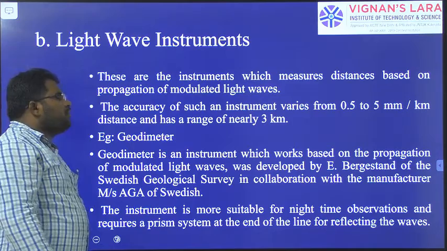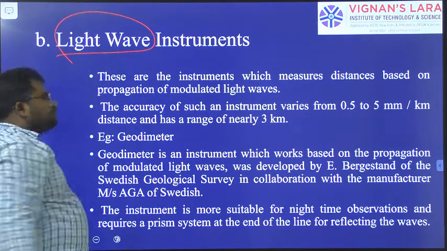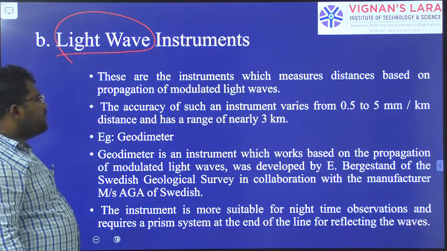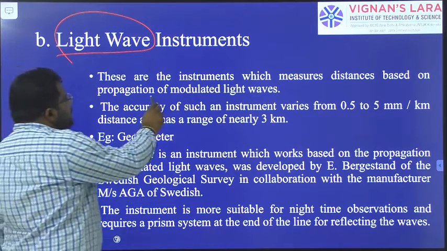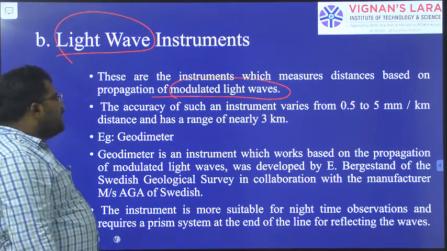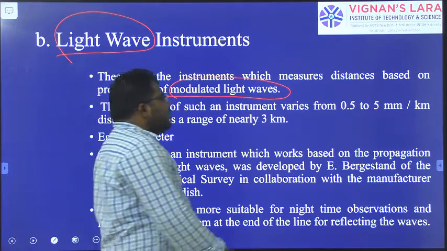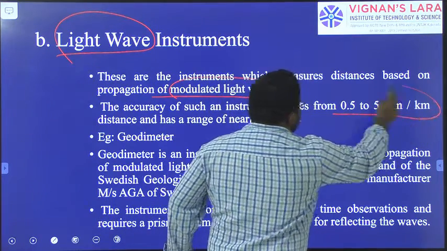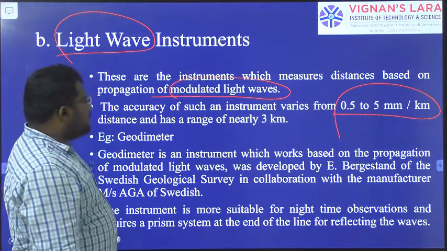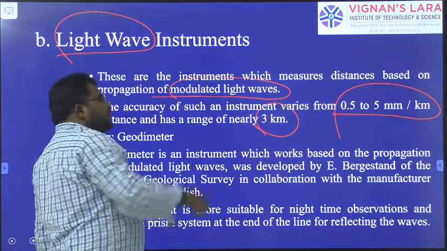Next, light wave instruments. The next type of instruments work on light waves. These are instruments which measure distance based on the propagation of modulated light waves. We are going to use only modulated light waves. The accuracy of such instruments varies from 0.5 to 5 mm per kilometer of distance, and they have a range of nearly 3 kilometers.